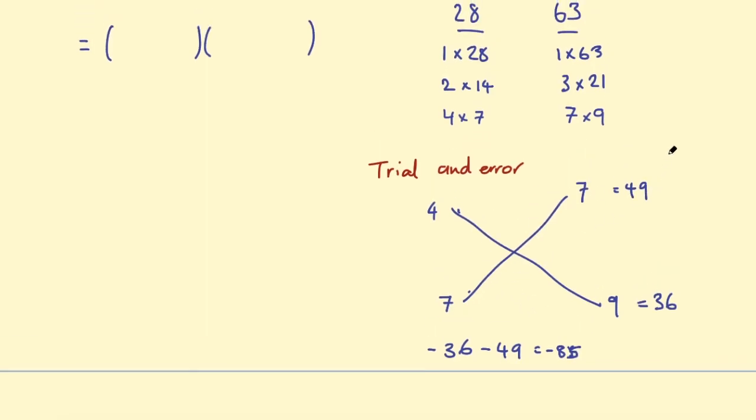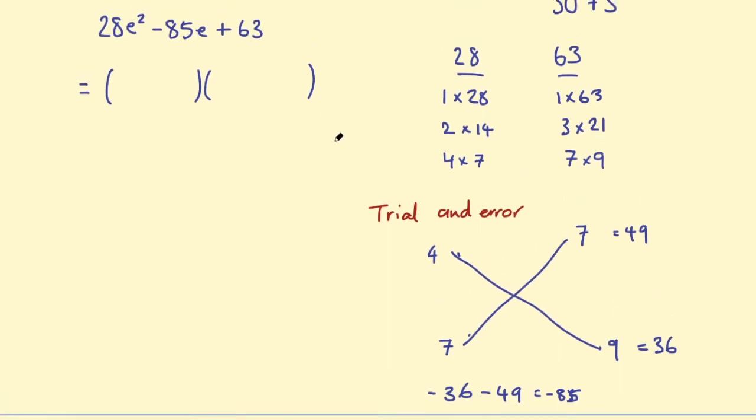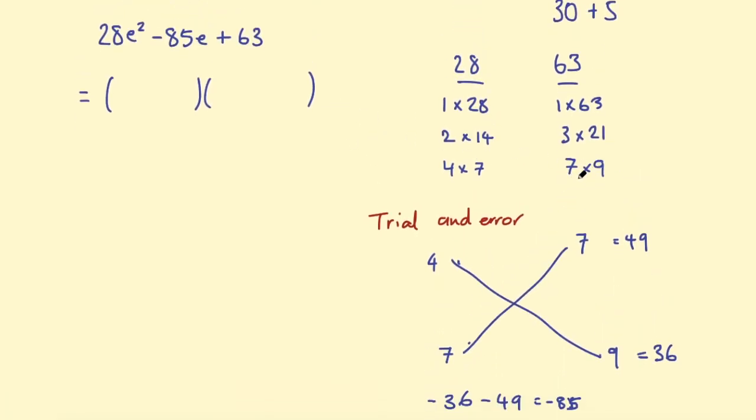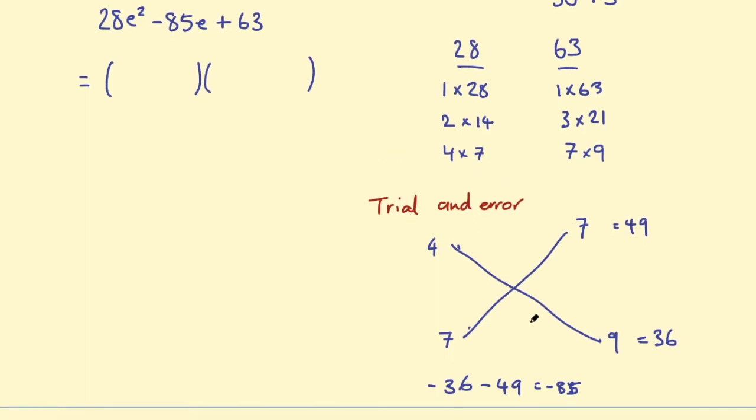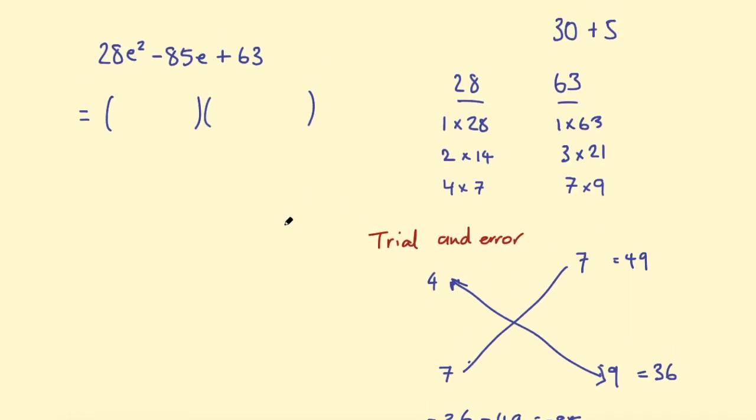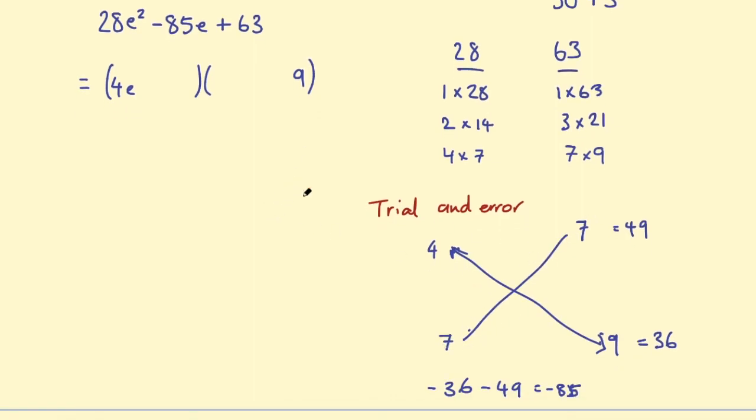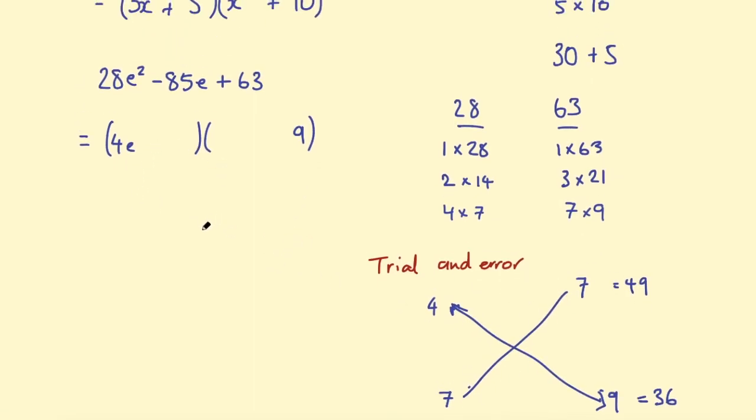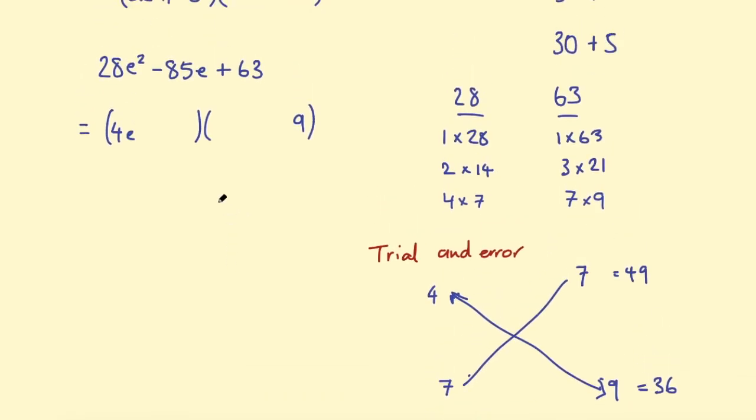So I've got my factors now, 4 and 7 and 7 and 9. And all I need to do is to make sure that they match up in the brackets. So the 4 is on this cross, the 4 is matched with the 9. So they go on the outside. And the 7s are matched up, so they go on the inside. And they're both negatives, so both terms in here will be negative.